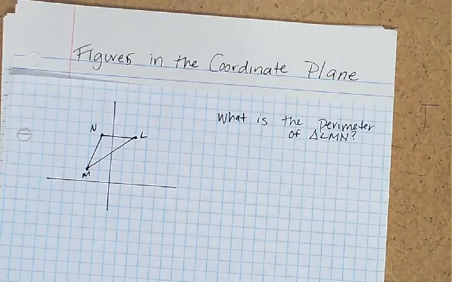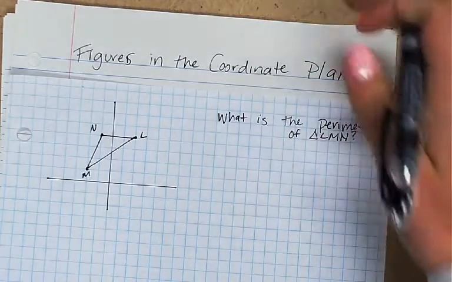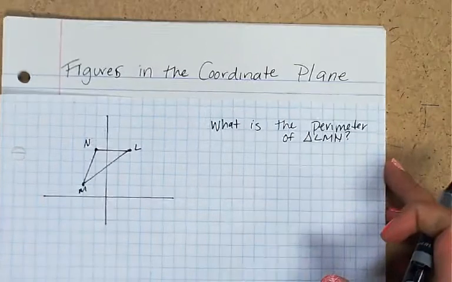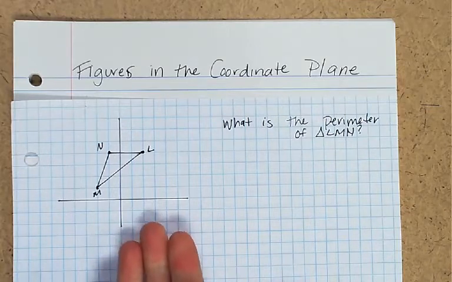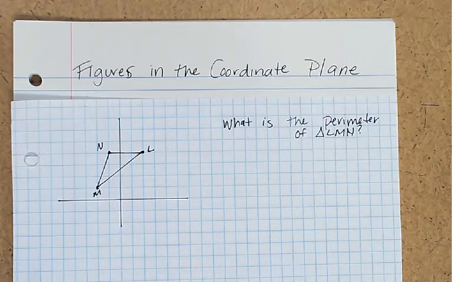Review of the Edgenuity lesson, figures in the coordinate plane. On the quiz for this section, there are a lot of questions that just give a figure in the coordinate plane, and it says like what property would make this a rectangle, or what would we have to know to say that this is a kite.